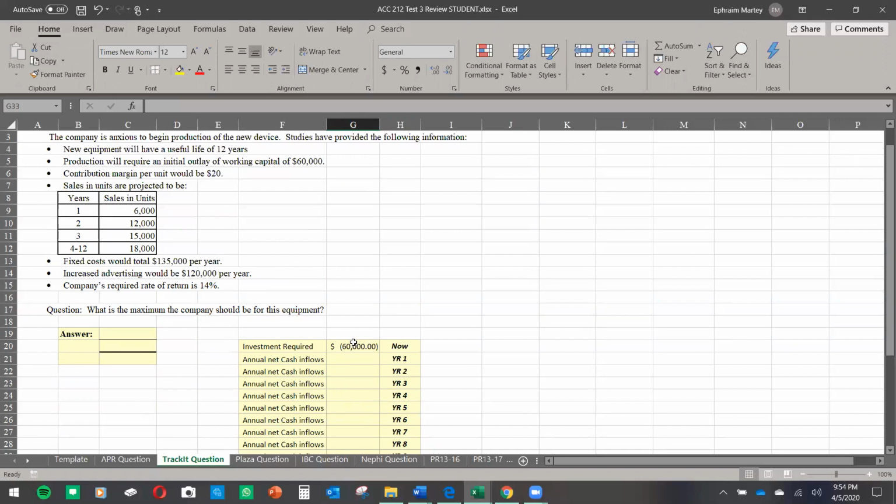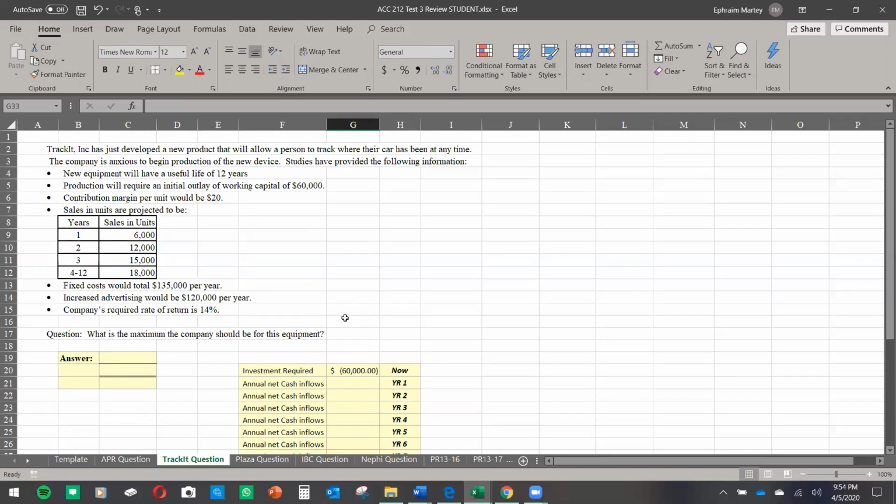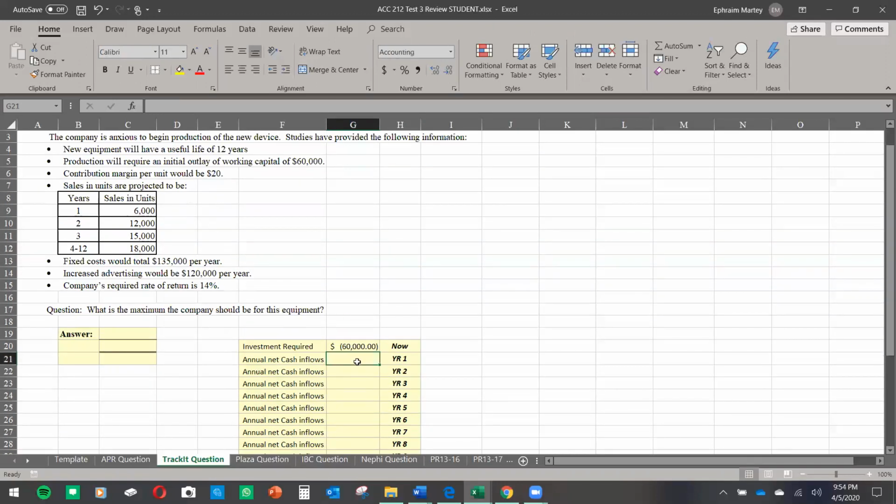Remember, working capital goes in and always comes out. And salvage value also always comes out. Okay, so now let's continue with that. Great. Now, what is our annual net cash flow?